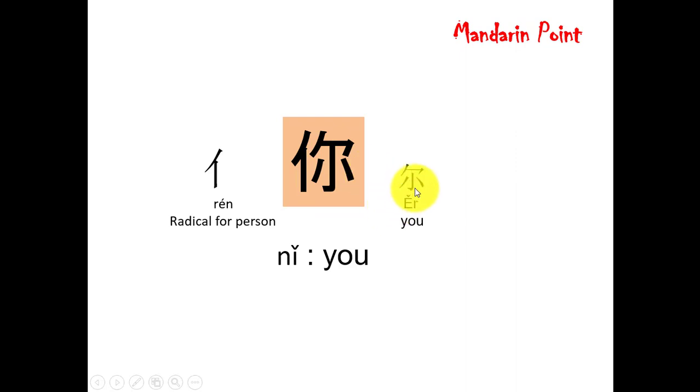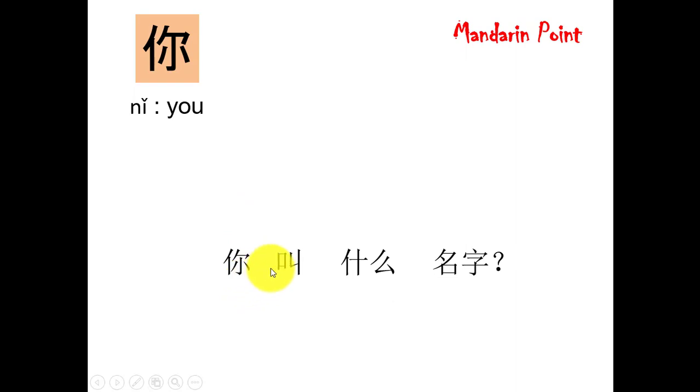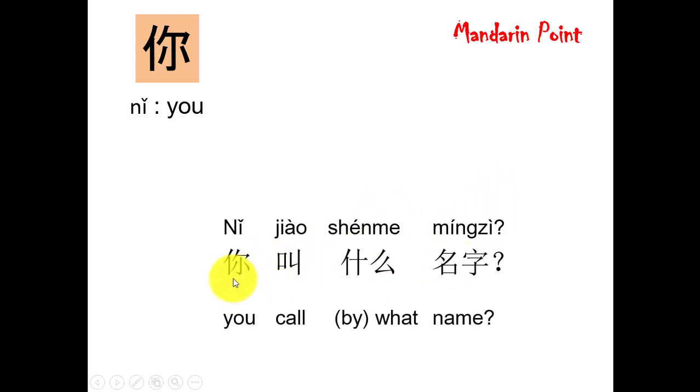We can decompose this further. On the top we have another radical, and on the bottom we have 小, meaning small. So we have decomposed this character until the basic strokes appeared. This one can directly be derived from basic strokes, and this one too. Let's find it in an example sentence. 你叫什么名字? And its meaning is you are called by what name? So what's your name? Actually he wants to ask 你叫什么名字?